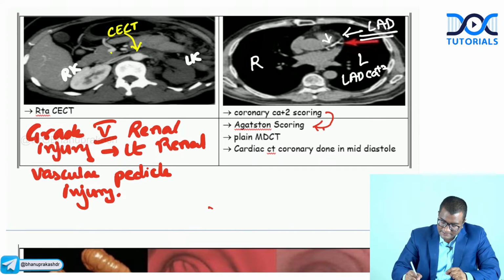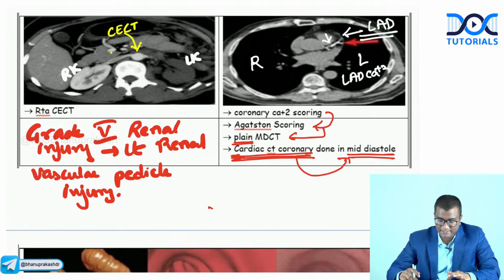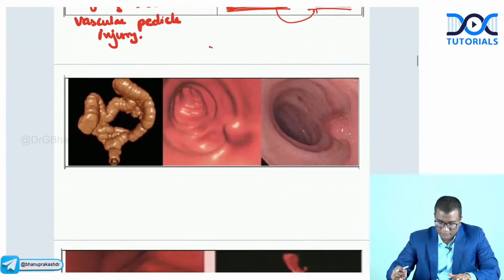And if you want to look at calcifications, do you do a plain CT or a contrast CT? We go for a plain CT. And whenever you're going for cardiac CT, especially coronary CTs, we know the major coronaries fill in mid-diastole, right? So the filling of coronaries happens during diastole. So usually the cardiac CTs are done with ECG gating, and we take the images mainly in the mid-diastole because the coronaries fill better and you can visualize them better. So that is about your Agatston scoring system.